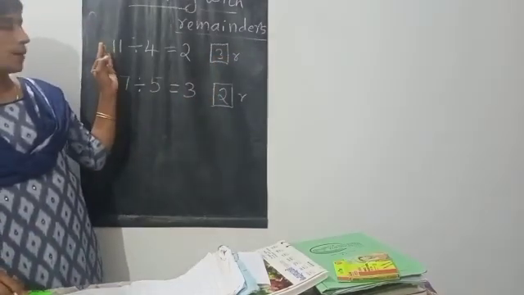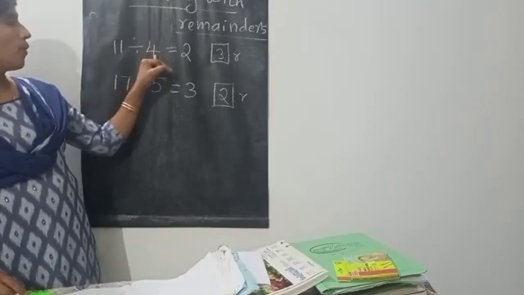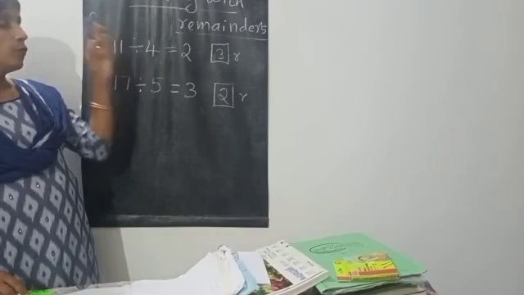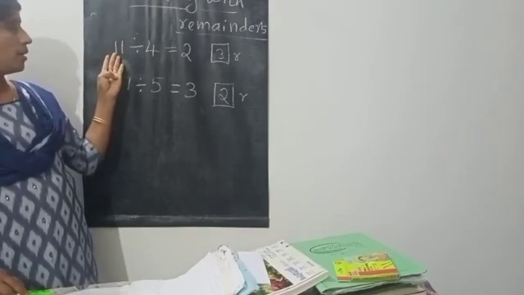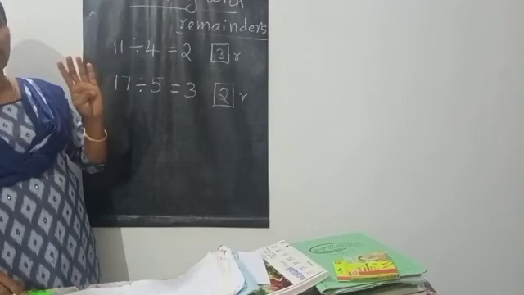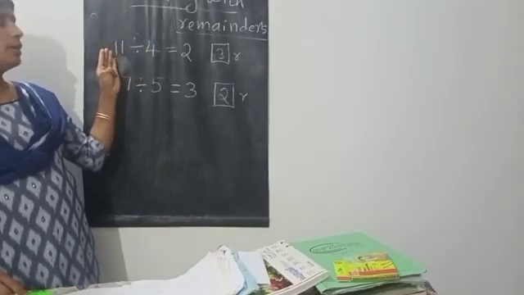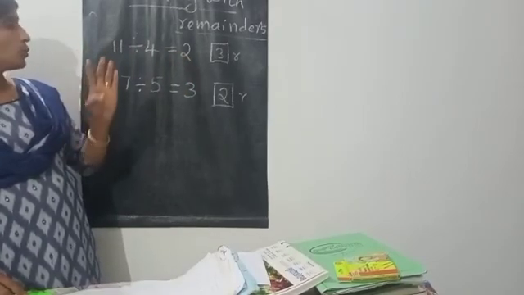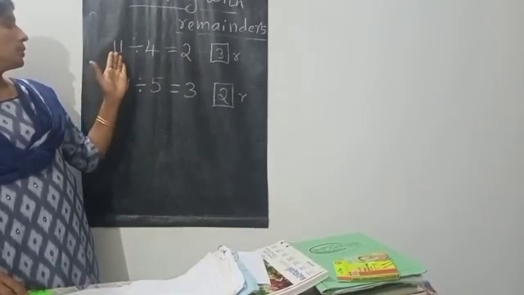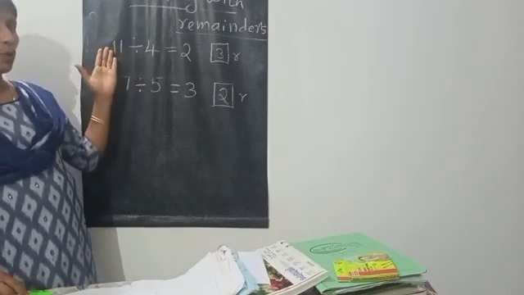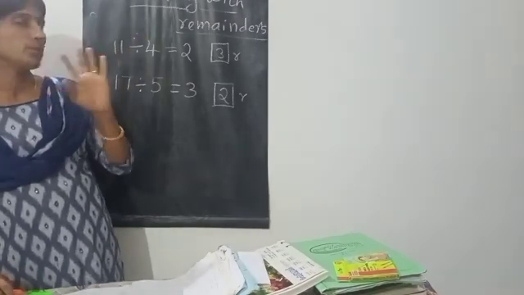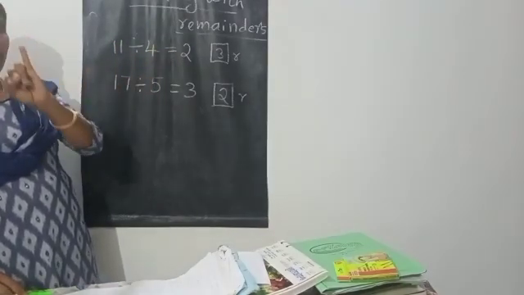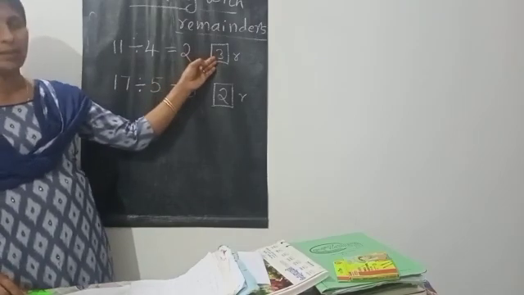Okay children, our question is 11 divided by 4. Here we are going to check how many times we can take 4 from 11. Then we found that we can take 2 times. 1 time 4 is 4, 2 times 4, 8. 3 times 4 is 12. We don't have 12 here, so we can take only 2 times. When we took 2 times 4, we will get 8. Then 9, 10, 11. 3 is the remainder.